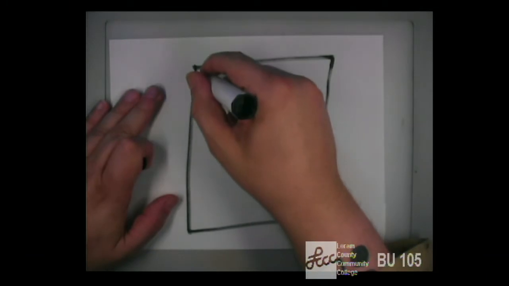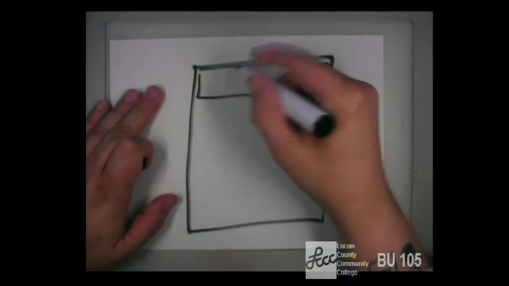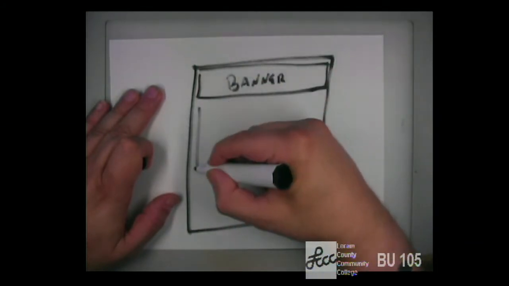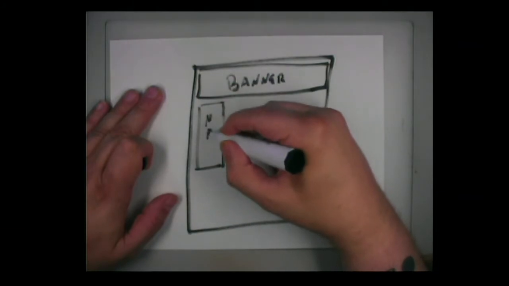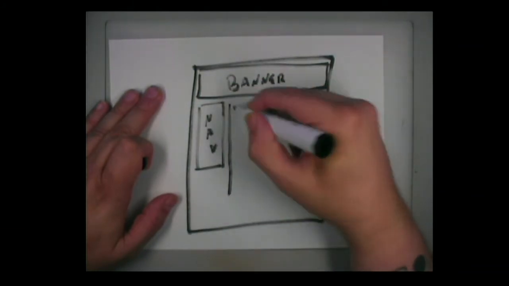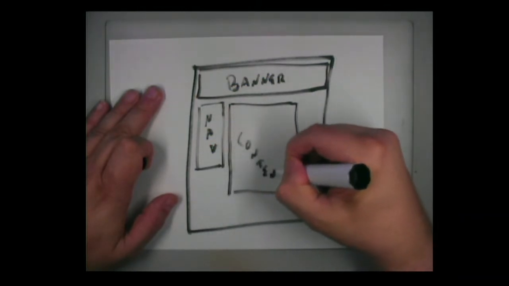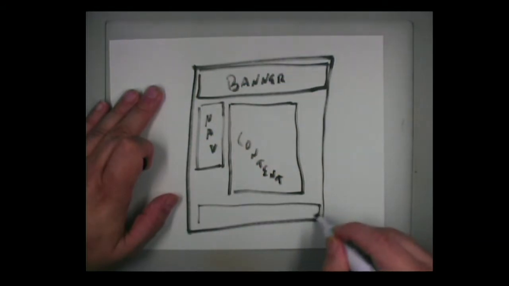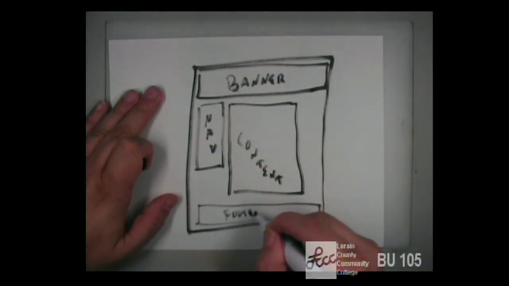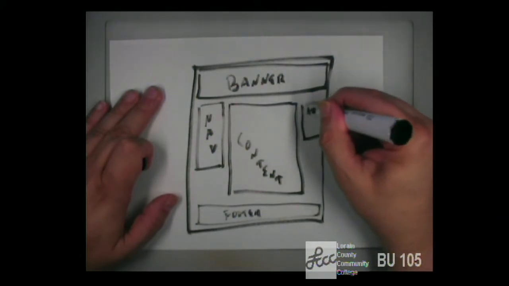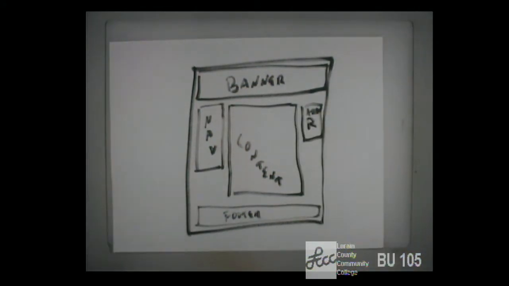So maybe this is our banner. This might be our navigation. This might be the page's content. This might be a footer. This might be, getting back to our restaurant example, an aside that contains reviews. So we may decide that all our pages are going to look like that. They're all going to have the same basic structure.